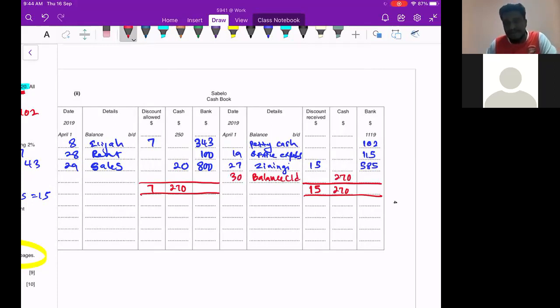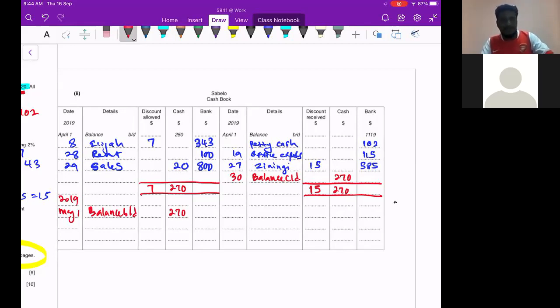270, right here, 270. 270 will be your balance c/d on the 30th April. Can I stop at balance c/d? No, you're not allowed to stop at balance c/d. This balance c/d will become balance b/d on 2019 May 1. Okay, any question?